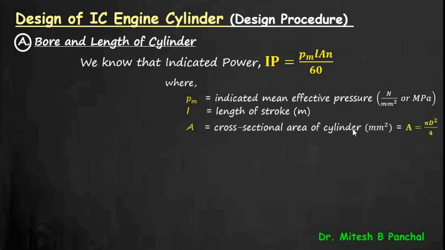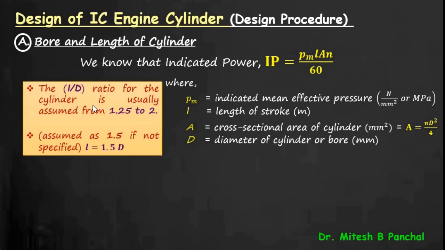A is the cross-sectional area of the cylinder in mm square, that is A equal to pi by 4 D square, where D is the bore diameter. Capital D is the diameter of cylinder or bore, that is in mm. Okay.